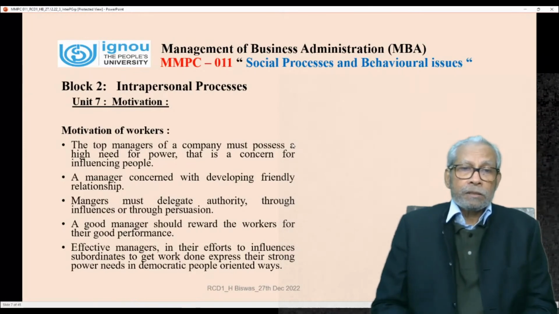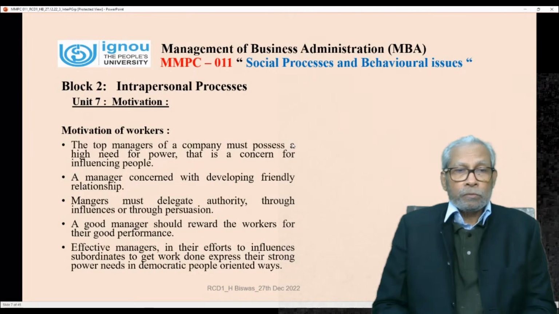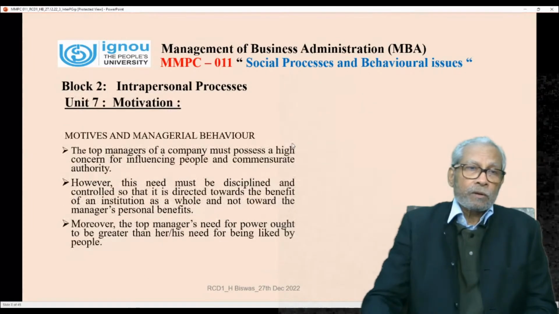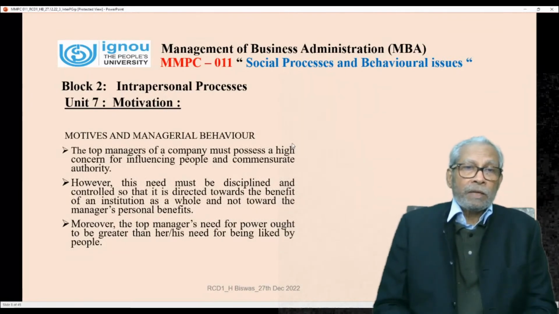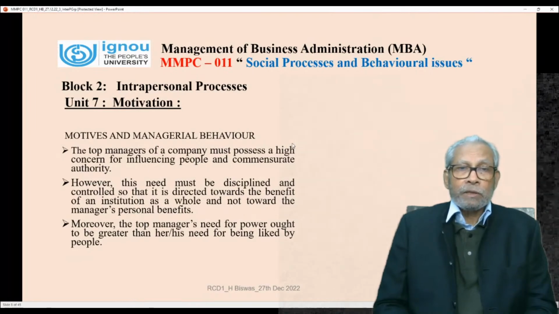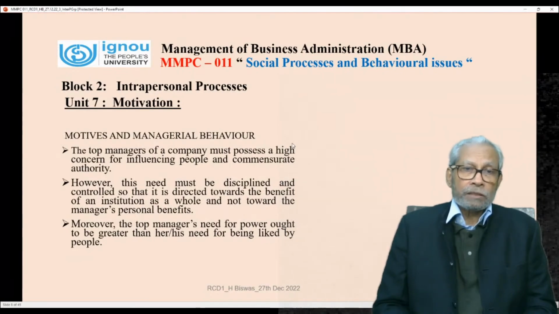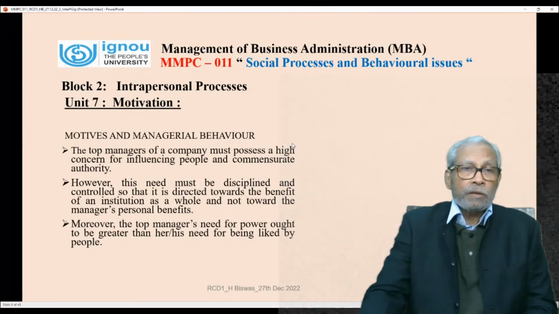Effective managers, in their efforts to influence subordinates to get work done, express their strong power needs in democratic, people-oriented ways. So this is the way you have to motivate the workers. Then motivation and managerial behavior. The top managers of a company must possess a high concern for influencing people, and discipline and control, so that they are directed towards the benefit of the institution as a whole, and not toward the manager's personal benefit. Always see the institutional benefits. Moreover, the top manager's need for power should be greater than his or her need for being liked by the people. So these are all behavioral aspects.